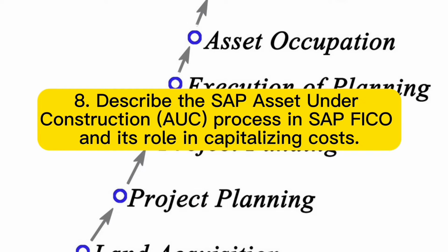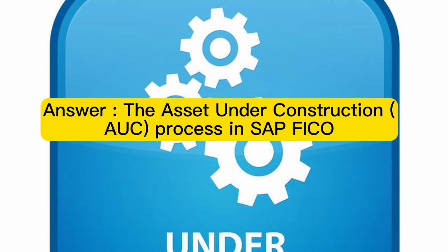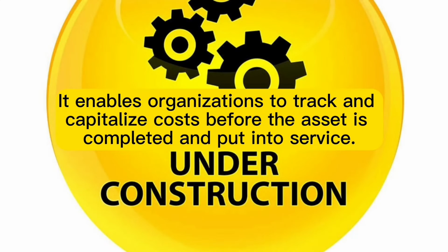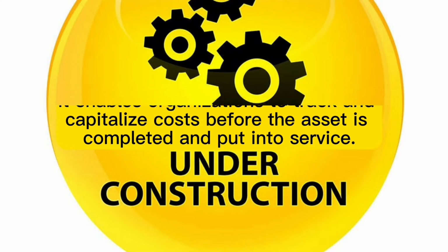8. Describe the SAP Asset Under Construction (AUC) process in SAP FICO and its role in capitalizing costs. Answer: The Asset Under Construction (AUC) process in SAP FICO allows for the capitalization of costs incurred during the construction of fixed assets. It enables organizations to track and capitalize costs before the asset is completed and put into service.